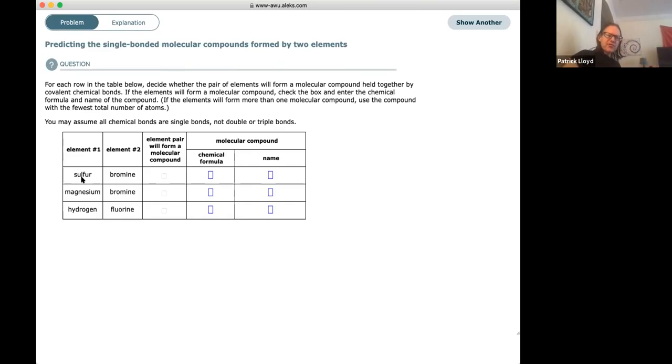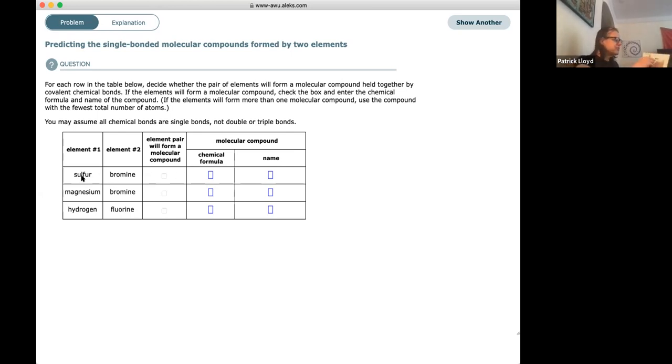Okay, sulfur and bromine. Okay, sulfur, group 6A. So that is definitely a nonmetal. Bromine, group 7A, that's a nonmetal. So they both are nonmetals. That's a molecular compound. Magnesium bromide, Mg. Well, that's a metal, and bromine, that's a nonmetal. That's an ionic compound. So second one, you're not going to do anything because it's an ionic compound. Third one is hydrogen and fluorine. Okay, well, again, hydrogen and fluorine, that's a molecular compound. So the first and third are molecular compounds.